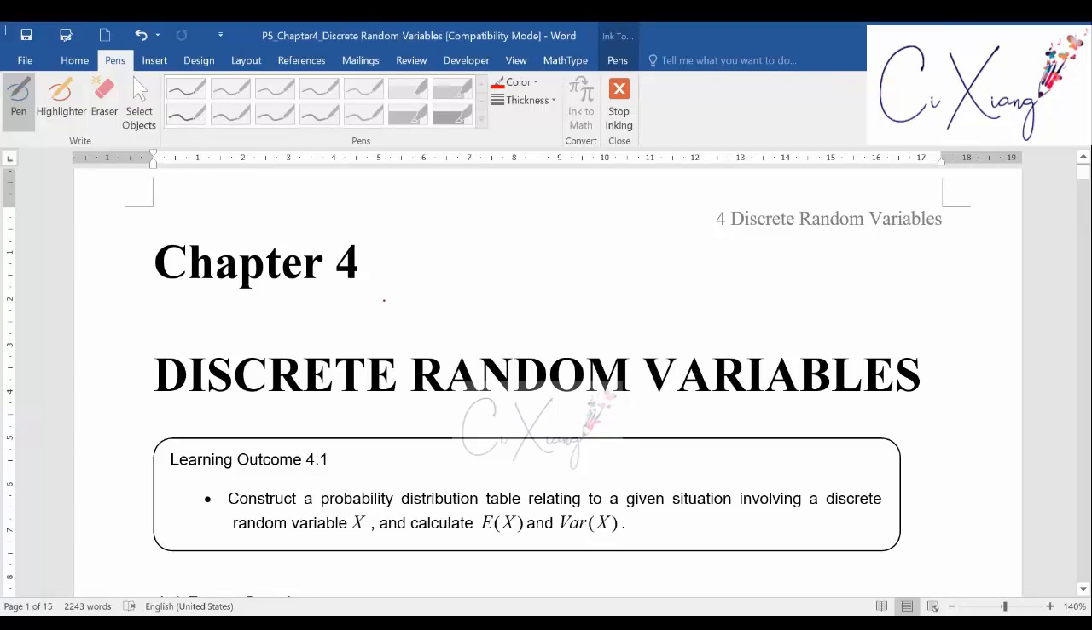Alright, students. So for today, we are going to start chapter 4 in the statistics syllabus. We are going to talk about the discrete random variable, which may be something new to you. For the learning outcome for this part, generally we need to know how to construct a probability distribution table relating to a given situation involving a discrete random variable x, and calculate the mean and also the variance.